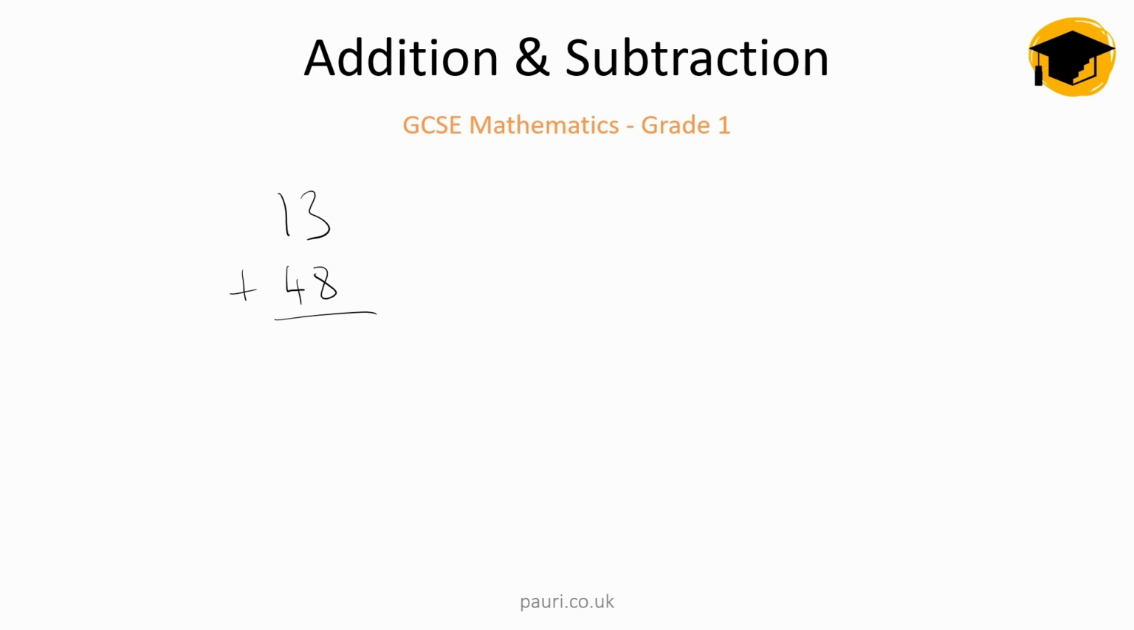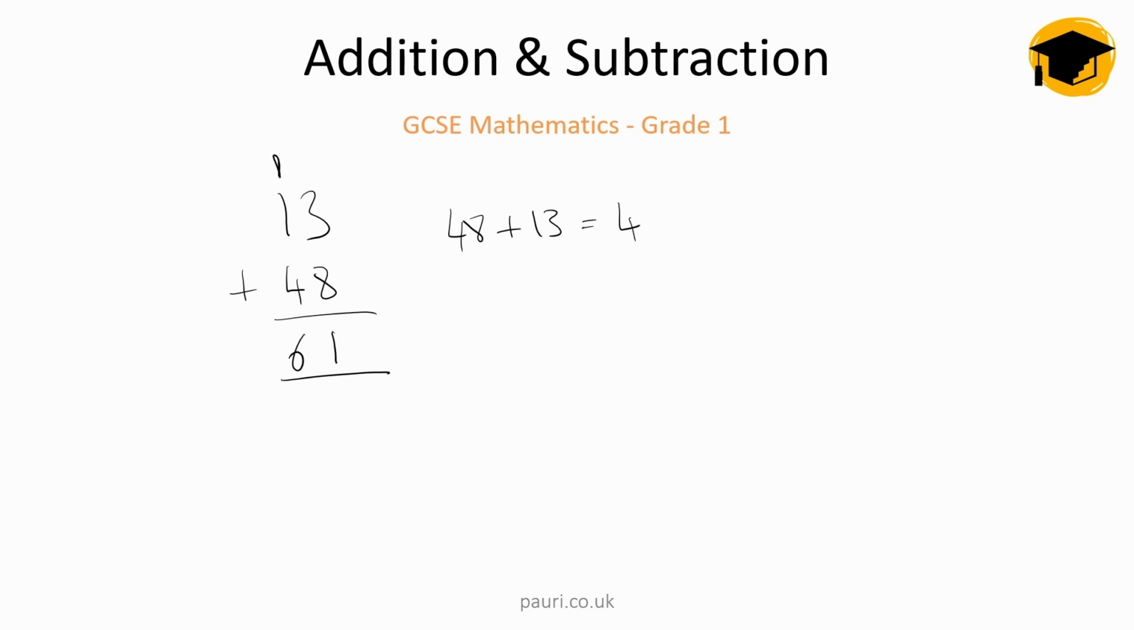3 plus 8 is 11. So 11 doesn't fit. I can't put 11 like this. What I need to do is put a 1 in the single digits, and I need to put a 1 up here, which relates to a 1 in the tens column. 4 plus 1 plus 1. 4 plus 1 is 5, plus 1 is 6. My answer is 61. And there's an easy way of checking that as well.